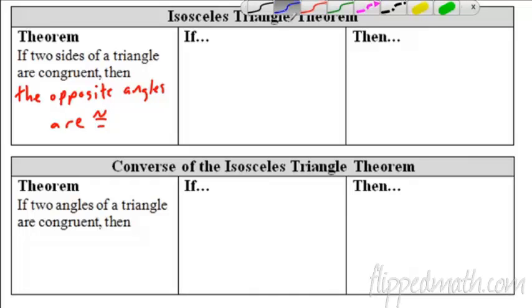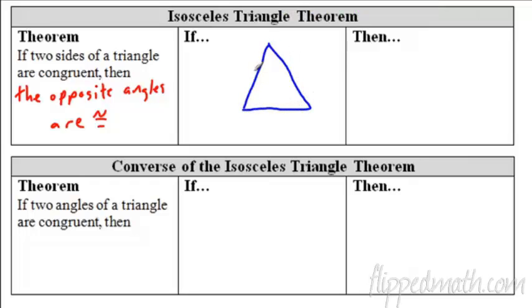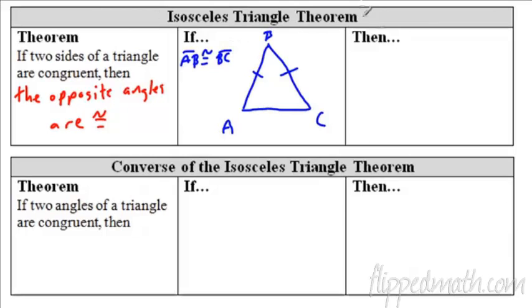So let's draw a picture of this. What is going on here? So if you have essentially an isosceles triangle, that's what it's saying, two sides are congruent, what must be true? So if I've got A, B, and C, so if I know that AB is congruent to BC, what has to happen?